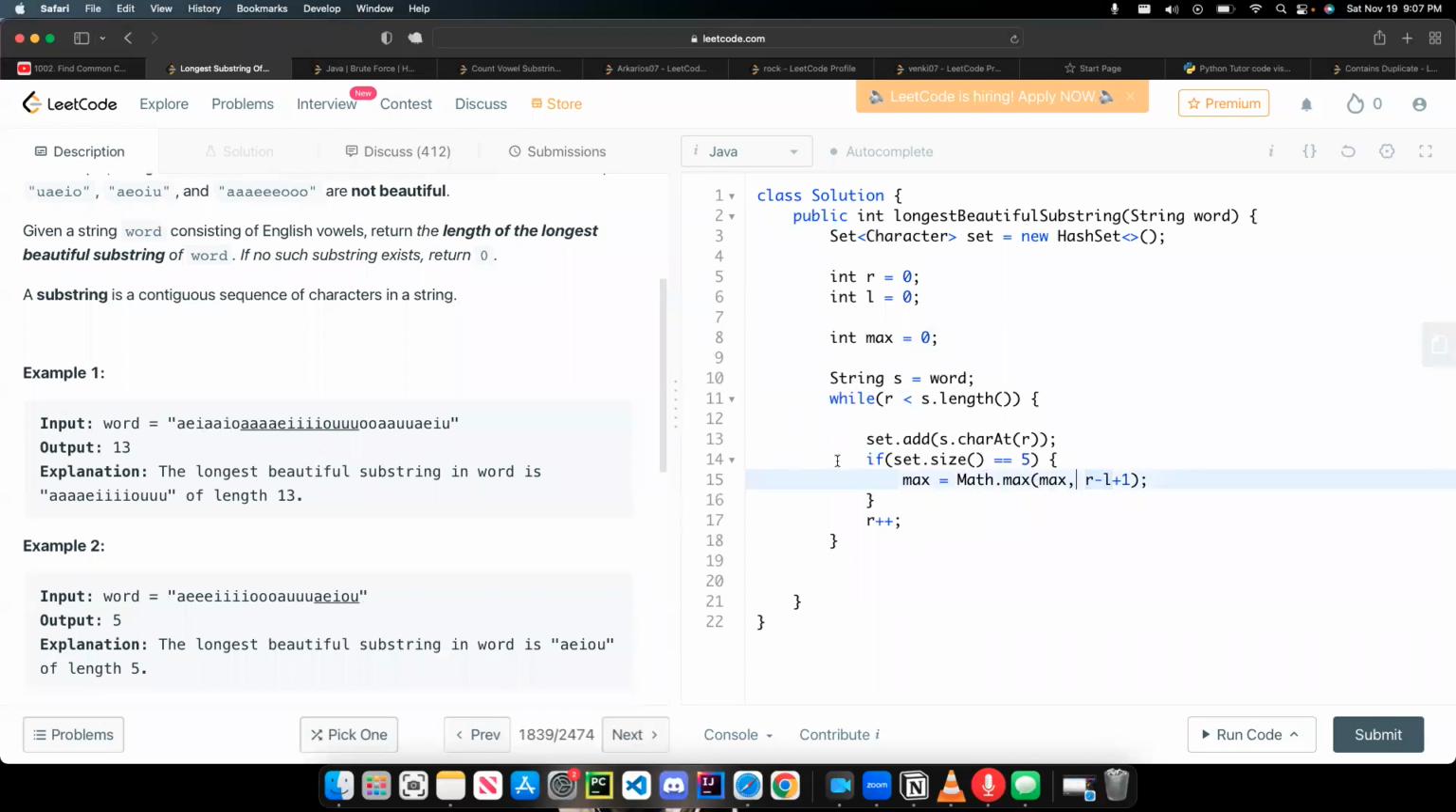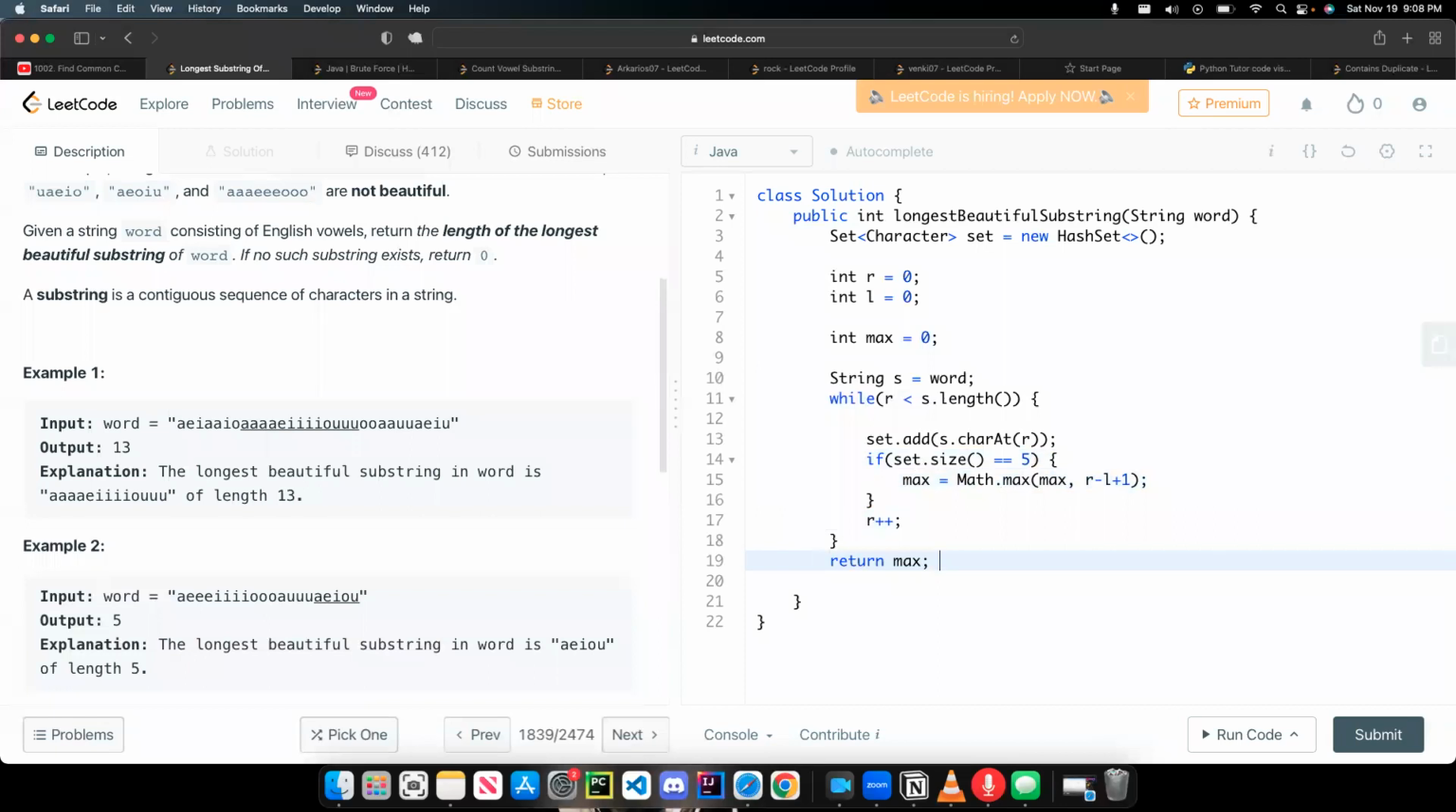So the basic idea: iterate through, add each entry into the set. If the set has ever reached 5, then we know that at least one of every vowel is within the substring in question, which means we should record the length and see how it compares against the length we had before. And so that works. Then of course we increment right by 1, and then we return the maximum.